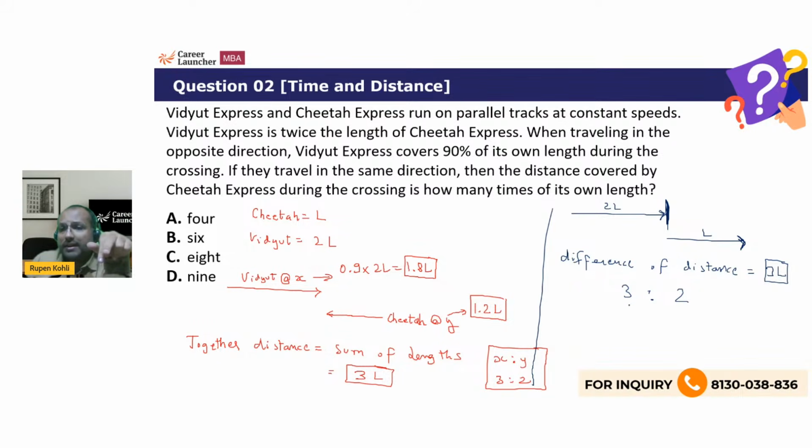So we need to multiply these numbers with 3L, so that this train will need to cover 9L distance. This train will need to cover 6L distance. And yes, Roger, you're correct. The slower train, which is Cheetah Express, needs to cover a distance which is 6 times its own length.